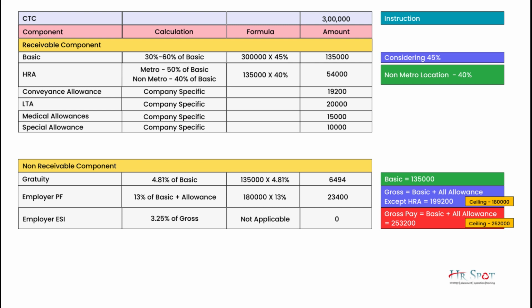8,190. So the total non-receivable part is 38,084. Now if you see, again a balancing amount is required. So again we have included attendance allowances, which is 8,717. So the total CTC has become 3 lakhs. The gross salary has become 2,61,917.